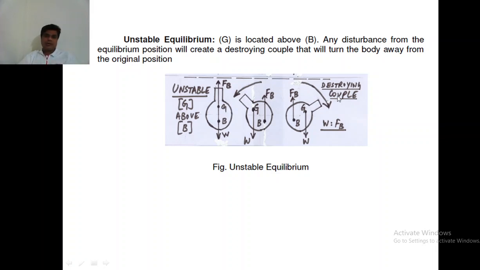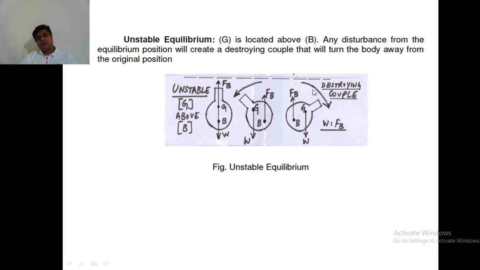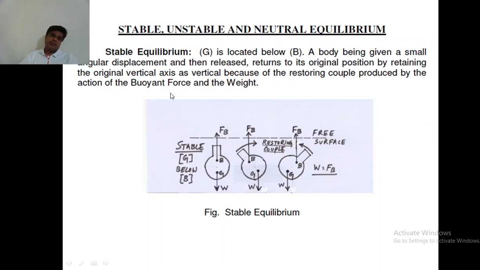So this couple, we are calling a destroying couple because it will destroy the object and the object will fall inside the liquid. In a stable condition, we call this a restoring couple because it will restore the object to the stable condition. Whereas in an unstable condition, this couple will destroy. So it is called a destroying couple because it will not bring the object to the stable condition. This is possible only when the center of buoyancy is below the center of gravity. So whenever you design submerged bodies, you should see that the center of gravity will be below the center of buoyancy.